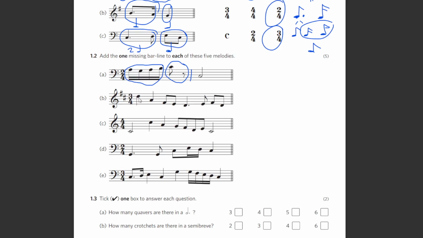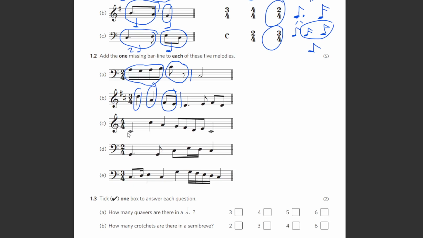Moving on to B, we need to draw a bar line for this. This is in 3/4 time, which means there are 3 crotchet beats in a bar. So 1 crotchet beat, 2 crotchet beats, 2 quavers make a crotchet. So 3 crotchet beats, put a bar line here. Then a dotted crotchet plus a quaver, which is 2 crotchets. So 2 crotchets, 3 crotchets. So correct, 3 crotchet beats in this bar here.